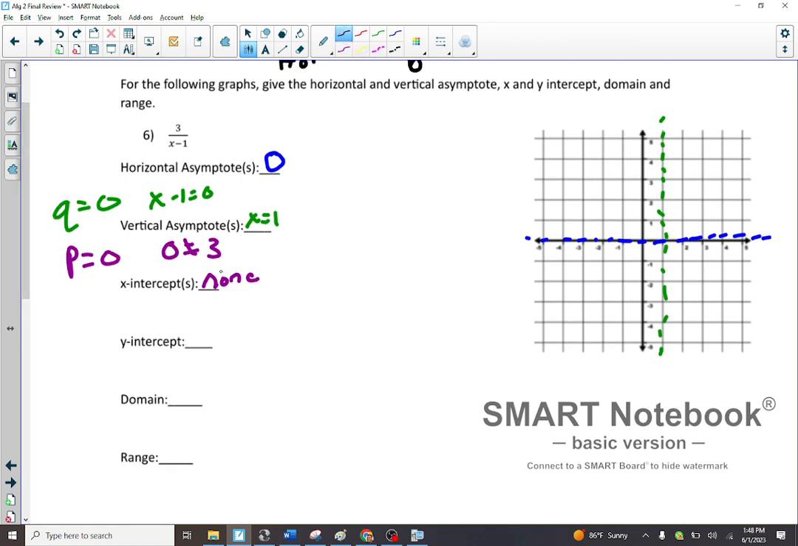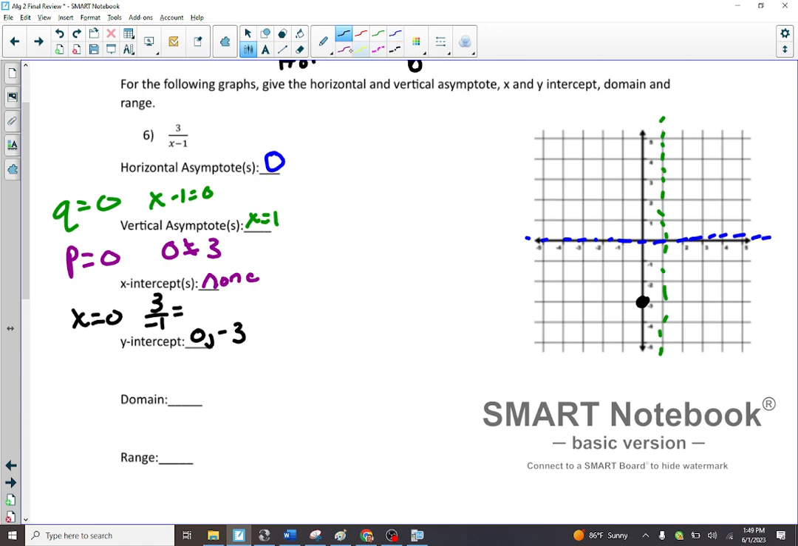Y-intercept is when you make x equal 0. If you plug 0 into the equation, that's going to be 3 over negative 1. So the y-intercept is (0, negative 3). So I'll put that point here in black.